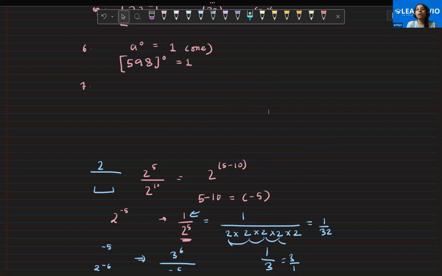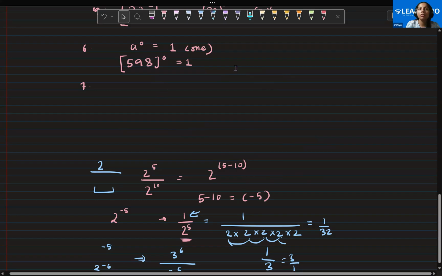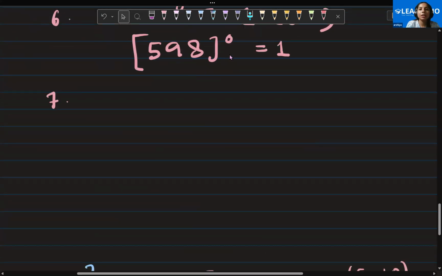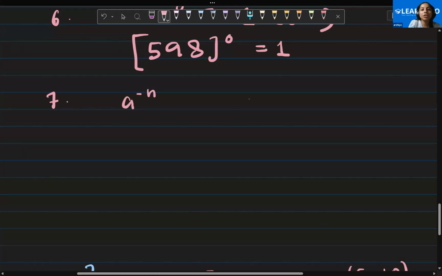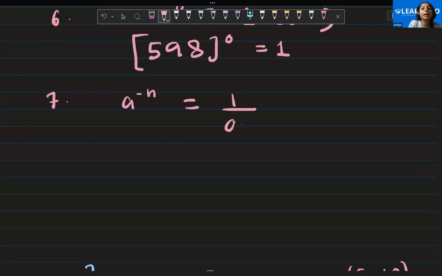Okay. So, the seventh law basically is when you have a to the power of -n, that means your power is negative here. So your answer will be 1 by a to the power of n. You are just reciprocating this number.